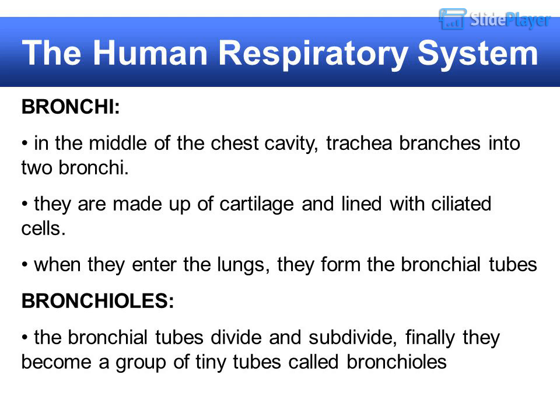Bronchi. In the middle of the chest cavity, the trachea branches into two bronchi. They are made up of cartilage and lined with ciliated cells. When they enter the lungs, they form the bronchial tubes. Bronchioles. The bronchial tubes divide and subdivide, finally becoming a group of tiny tubes called bronchioles.